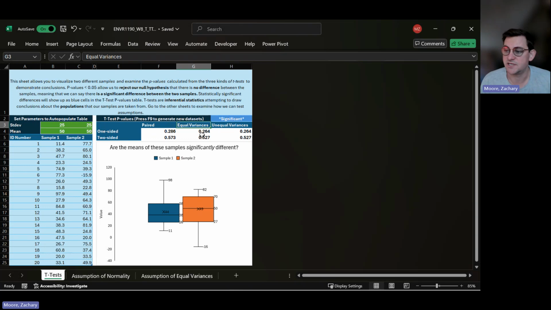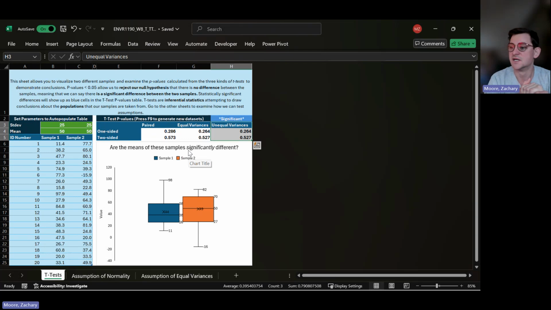In terms of the next thing that we need to do, we have to determine, are the variances equal or are they unequal? And so that determines which one of these types of t-tests that we use. So there's a couple of different factors that go into the t-tests. Are our observations independent between our samples? Are the variances equal? And are we looking at it one-sided or two-sided?